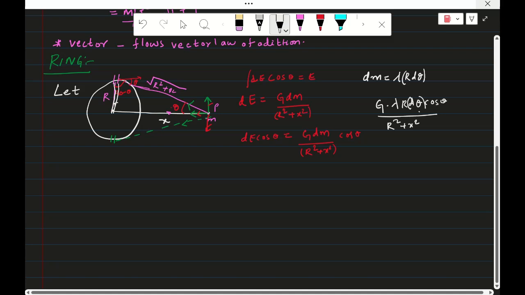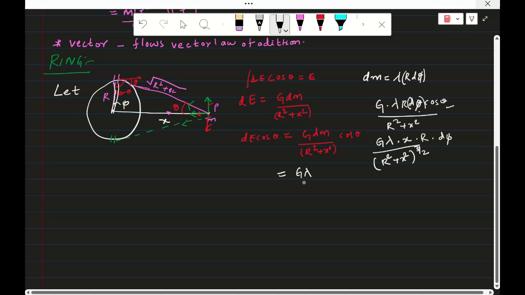See, we can consider this as phi, d phi. So r into d phi will come. This is also d phi. So d phi we have to integrate. Therefore substitute the cos theta value from the diagram. So G lambda into cos theta, equal to adjacent side by hypotenuse, that is x by r square plus x square whole power 3 by 2, into r again, r into d phi. This is the dm value. Here substitute and integrate from 0 to 2 pi.